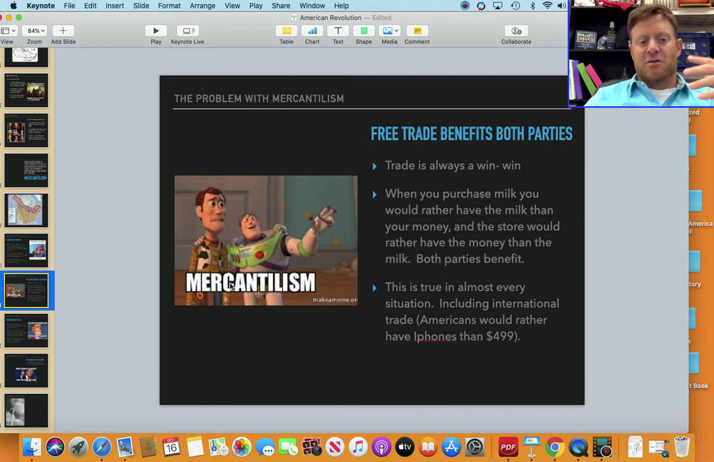This is a little less important, but it's also important. Trade is always a win-win. Okay, trade is almost always a win-win. There are some situations where it's not a win-win, but free trade is typically always a win-win. When you go and purchase milk, you would rather have the milk from the store than you would the $3.49, and the store would rather have the $3.49 than they would the milk. Again, if you want to go bigger, iPhones, you would rather have an iPhone than you would the money. Most people make this trade without even thinking twice.